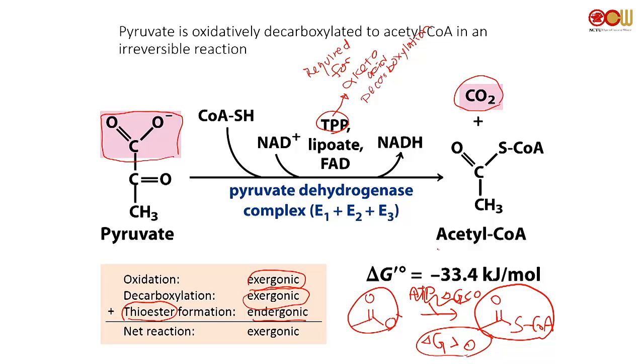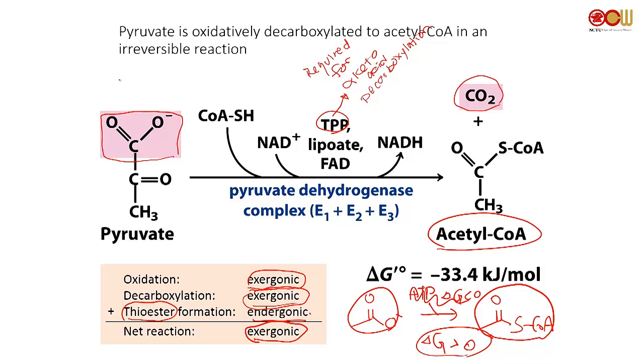But we can still form acetyl-CoA, and that is because you are covering the energy you need to make acetyl-CoA, okay, this reaction, by the oxidation reaction and the decarboxylation reaction. Okay, so the overall process is going to be favorable. Okay, and for you to know, this is an irreversible step. Okay, so you should write that down right now.